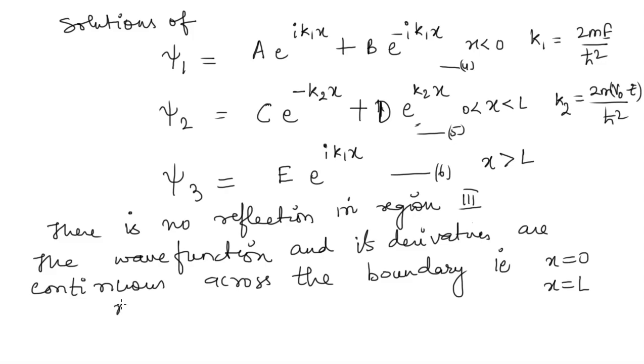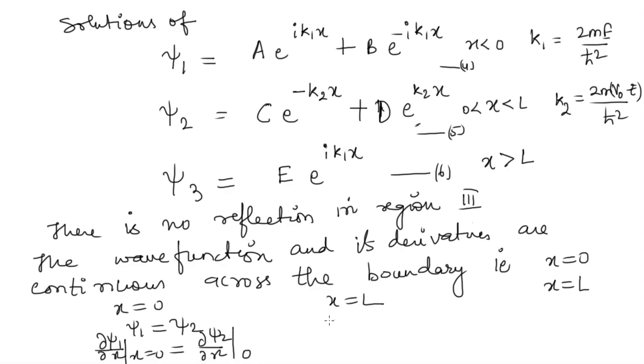Now at x equal to 0, psi 1 is equal to psi 2 and their derivatives are also continuous: del psi 1 by del x at x equal to 0 is equal to del psi 2 by del x at x equal to 0. At x equal to L, psi 2 is equal to psi 3 and their derivatives are also continuous. Now applying these four conditions, we get four equations in the coefficients A, B, C, D. What do I get?